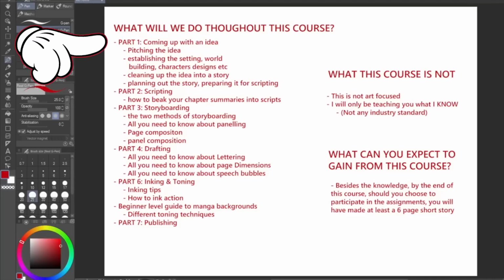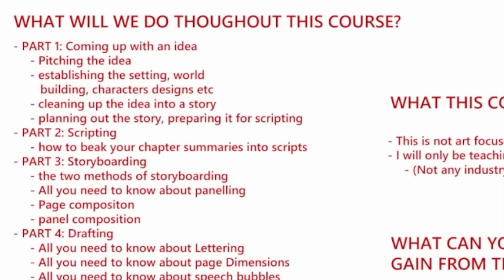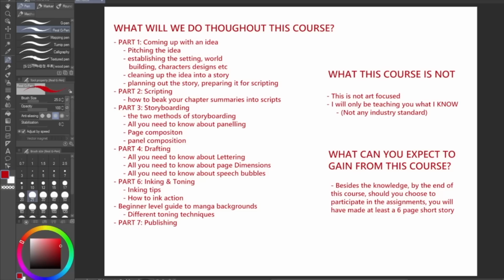In part one, which is what you're currently watching, we're going to be tackling coming up with an idea, which is the first aspect of making comics and manga. You have to first have an idea, right? So part one is coming up with an idea, and we're going to talk about pitching an idea, establishing the setting and the world building, the character designs and all that stuff, cleaning up the idea into a story, basically all the stuff that you'd need to have ready in order to move on to the next stage, which is scripting.